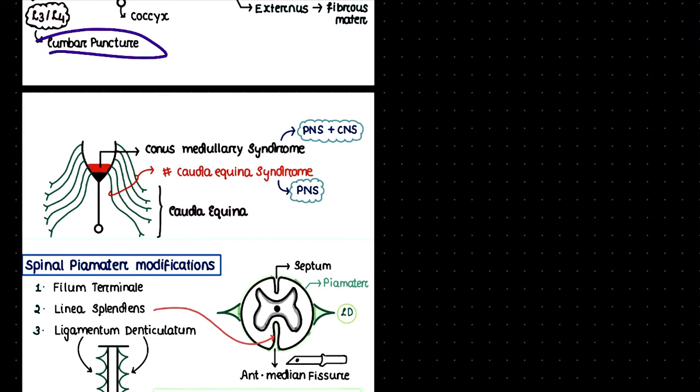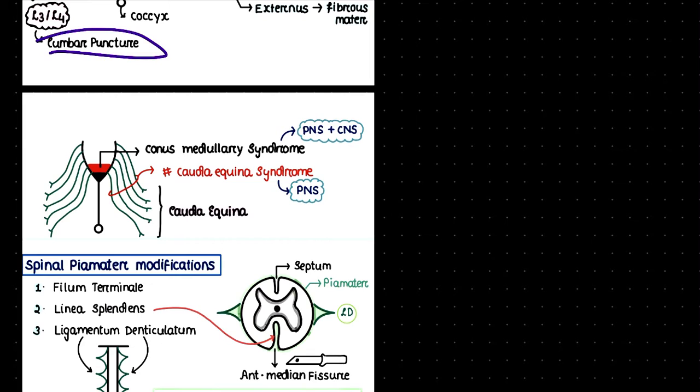PNS. Now if there is an injury in this cauda equina, what will happen? It is called cauda equina syndrome, that is compression of the cauda equina, right? If it happens, there will be effects on our peripheral nervous system, such as paraplegia, saddle anesthesia, and sphincter disturbances. Those are the result of this cauda equina syndrome.